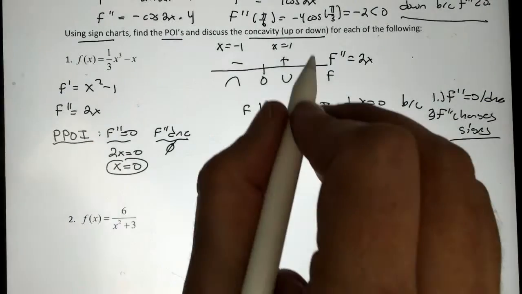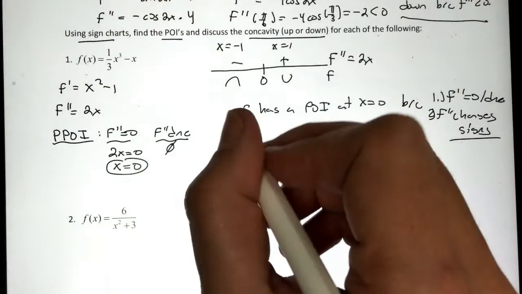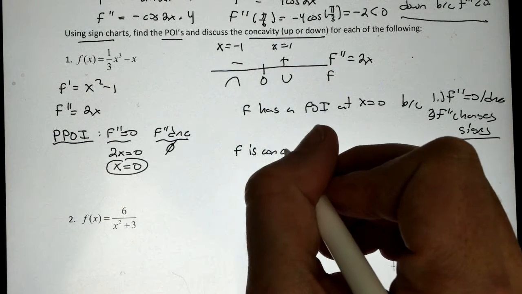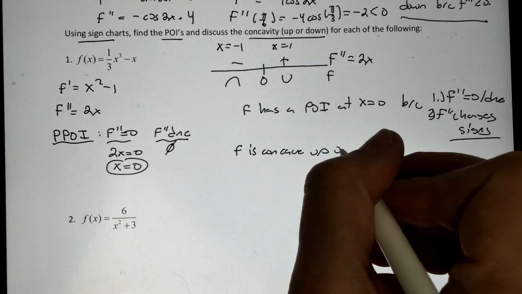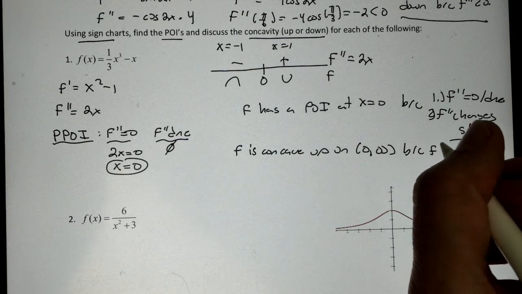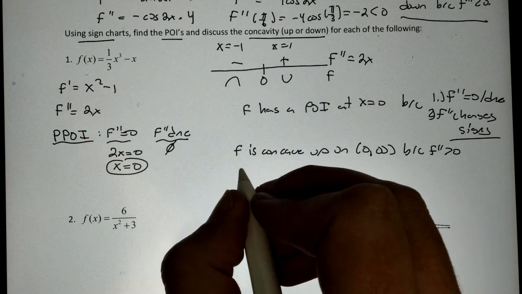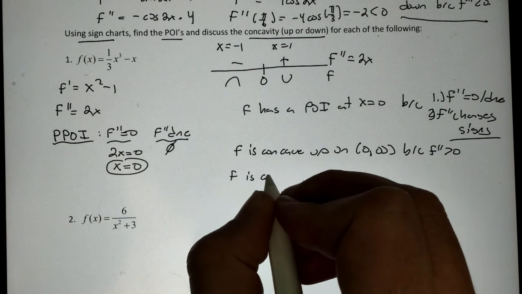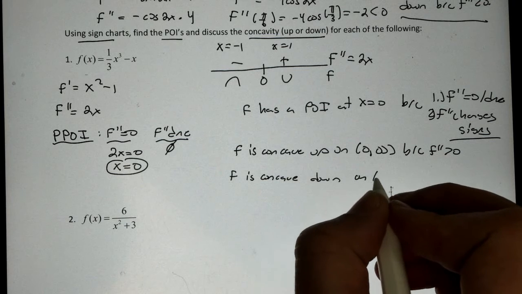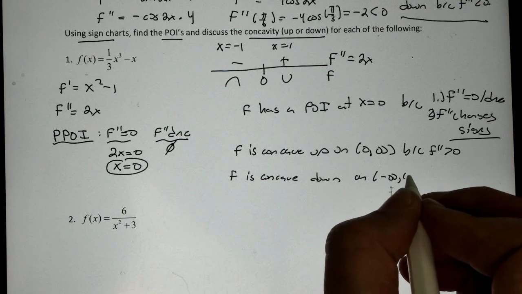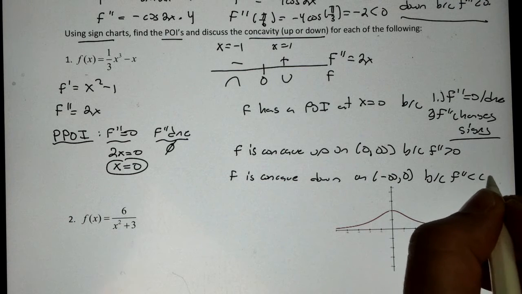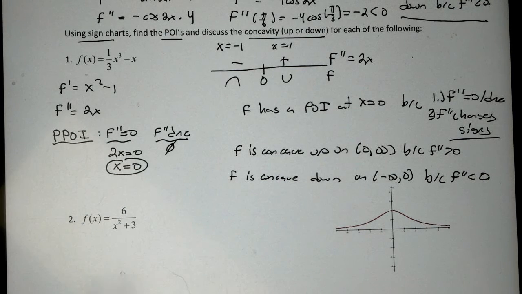Now they also ask us to discuss the concavity. So I can say this: f is concave up on the domain 0 to infinity, and that is because the second derivative is positive. And I can say f is concave down on the domain negative infinity to 0 because the second derivative is less than 0. Very easy to do these.